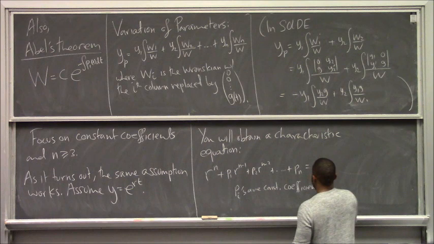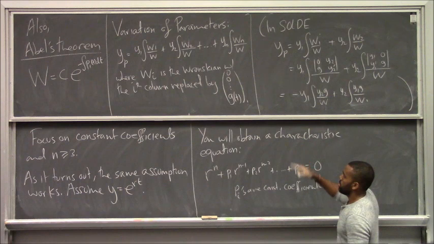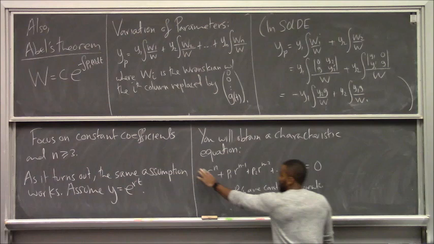Nothing attached to the r to the n? Well, not for the form I wrote down. I wrote down y to the n, there was a 1 in front of it. But yes, if there was something in front of that, it would be here.